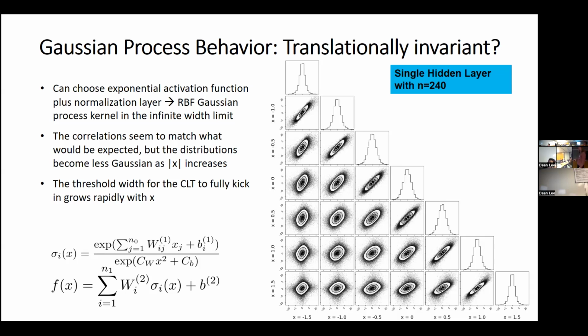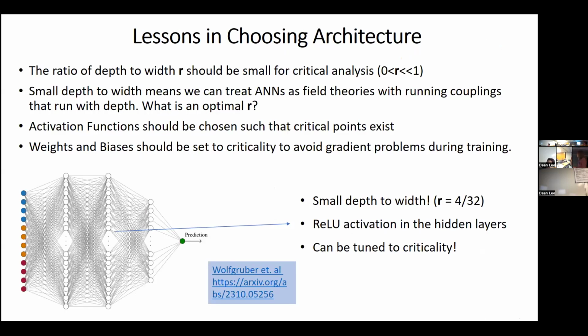And so what it kind of shows is that if you're looking at Gaussian process kernels and looking at that infinite width limit where we start to get these Gaussian processes, we have some dependence on our activation function of when the infinite width limit actually starts to kick in, which is kind of interesting. And so the kind of bigger takeaway here is that when we're going to build a neural network, we want to make sure that the ratio of depth to width should be small so that we can do this critical analysis.